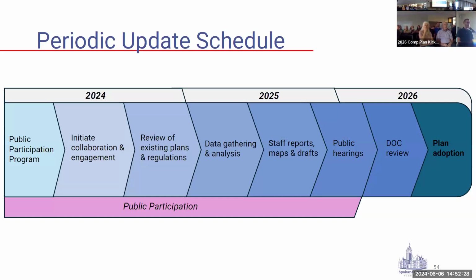And then DOC review, which is Department of Commerce review. That's a 60-day process. The Department of Commerce, which is a state agency, will review our plan and give us the okay if it meets compliance or not. And then that leads us to plan adoption in 2026.